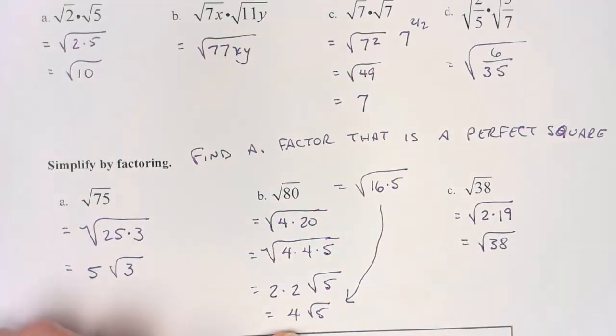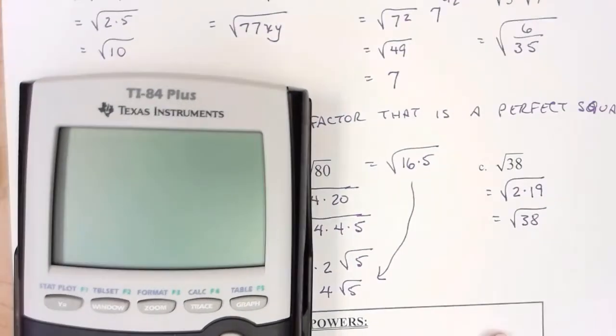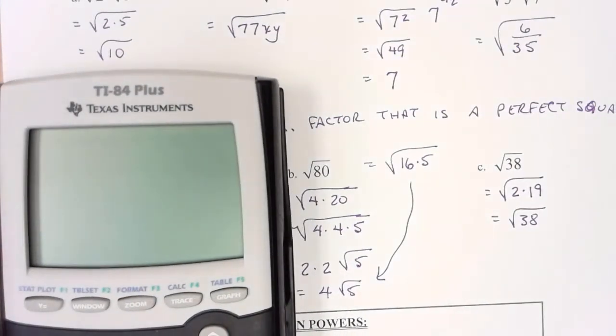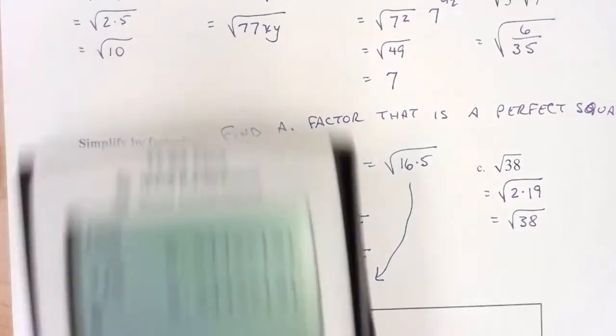And you can check yourself on these to see if you simplified correctly. I'll look at the square root of 80. Move my calculator. So let me do the square root of 80, see what it is in decimal. And if I go 4 square root of 5, it should come out to be the same thing. So I can check myself on those.